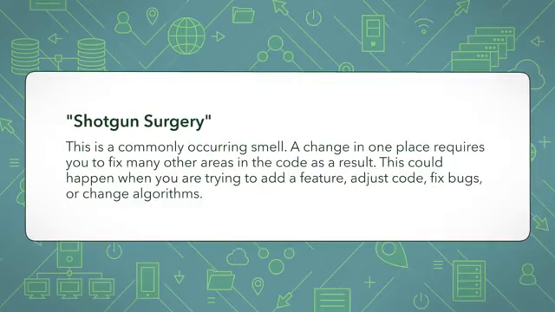This is a commonly occurring smell. A change in one place requires you to fix many other areas in the code as a result. This could happen when you're trying to add a feature, adjust code, fix bugs, or change algorithms. Ideally, you want your changes to be localized, but that's not always possible. A change that only affects one or two classes is way better than a change that affects multiple classes. If you have to make changes all over your code, chances are you're going to miss a change or create issues elsewhere. Having modular code, though, is not always an option. There are sometimes changes that require shotgun surgery, no matter how well designed your code is. For example, say you need to update the copyright statement or licensing. You're going to have to change every file in your system to change a block of copyright text.